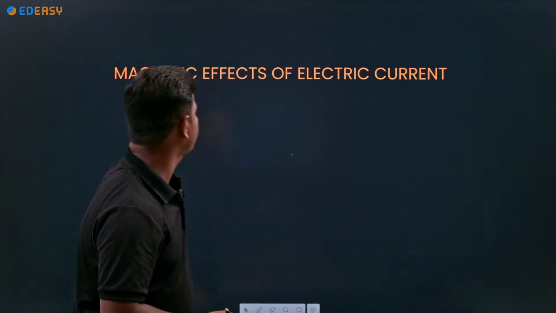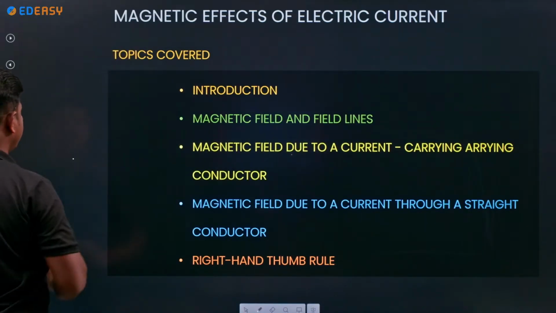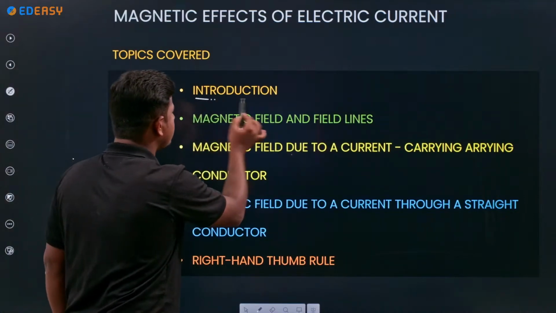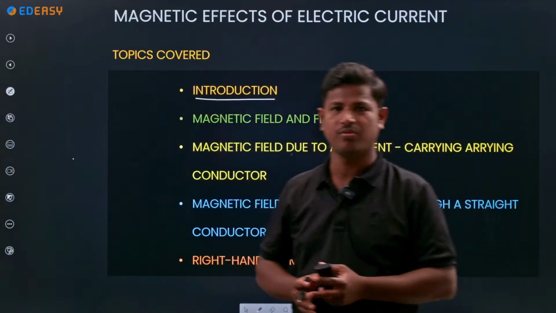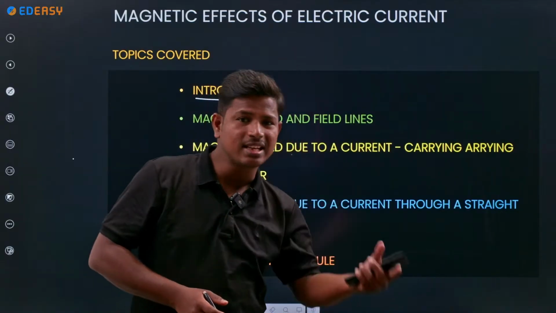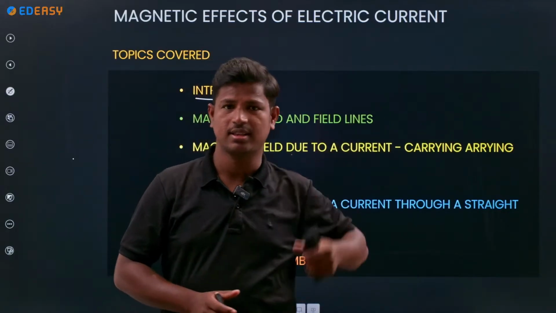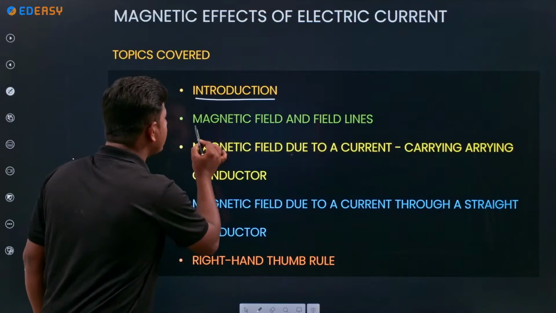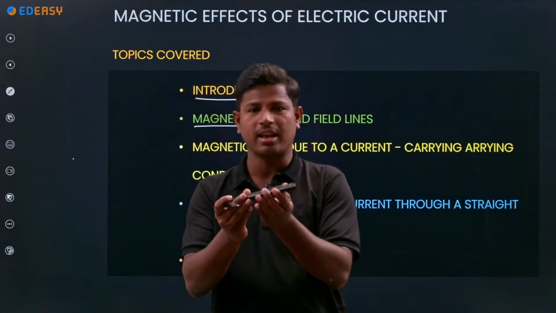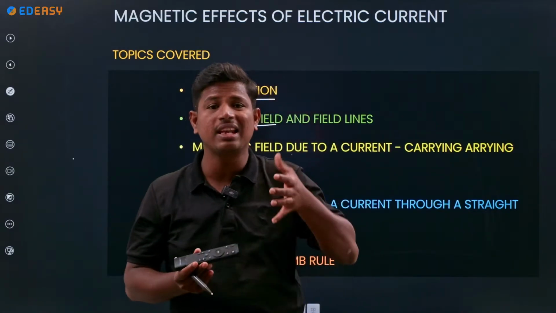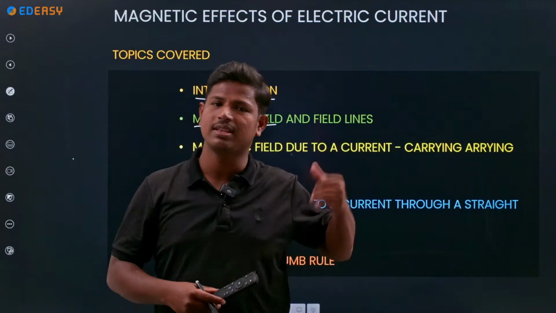So let's see what topics we're going to cover in today's session. First, the introduction: what is the relation between electricity and magnetism? If you know what electricity is and what magnetism is, we will discuss the relation between these two in the introduction part. Then, magnetic field and magnetic field lines. If you take a magnet, around the magnet the magnetic field lines are there, right? The properties and behavior of the magnetic field lines we will discuss here.